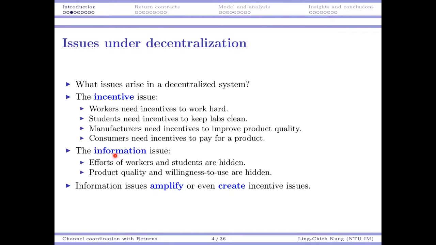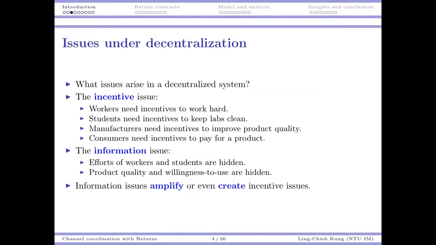Another aspect is the information part. The efforts of workers and students are something we call hidden. Their efforts or actions cannot be observed or verified. That is hidden information to the mechanism designer or to the society. At the same time, product quality and the willingness to pay or willingness to use are also hidden. So what does that mean? Suppose I care about clean labs, then I prefer students to exert effort to make the lab clean. That's something I want.